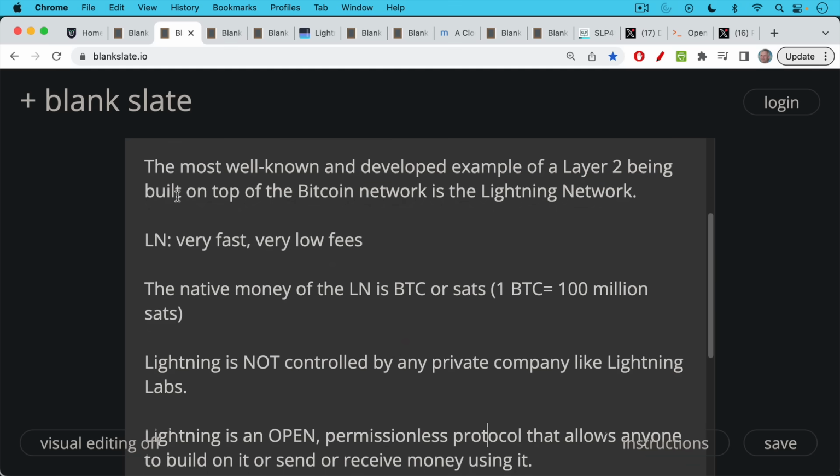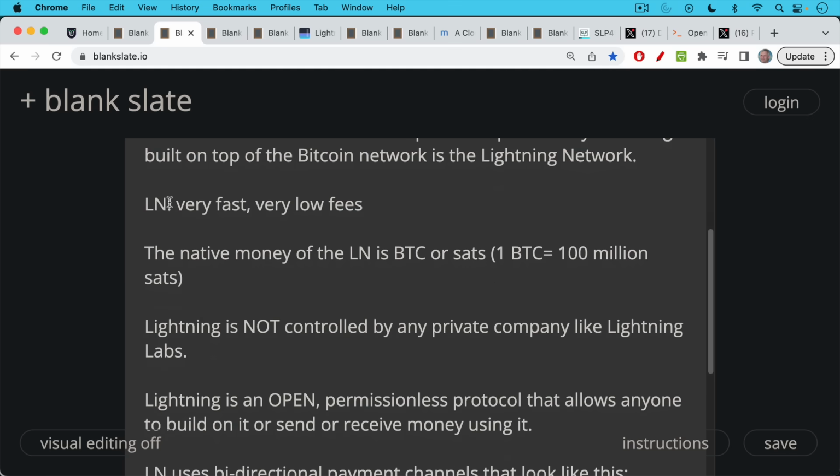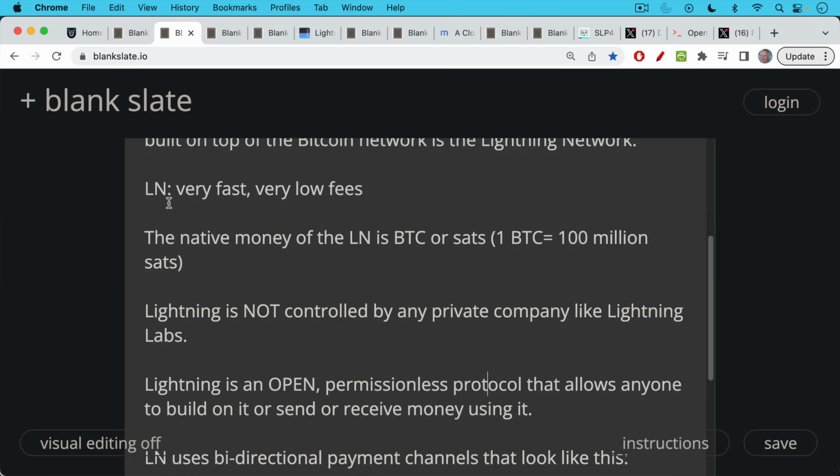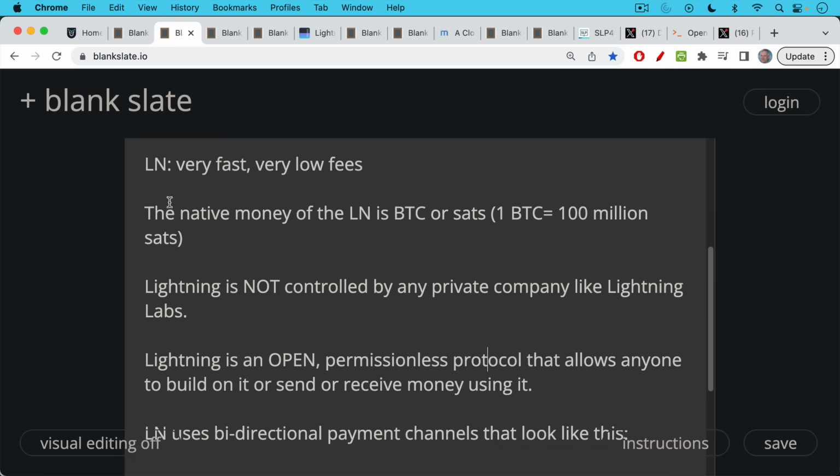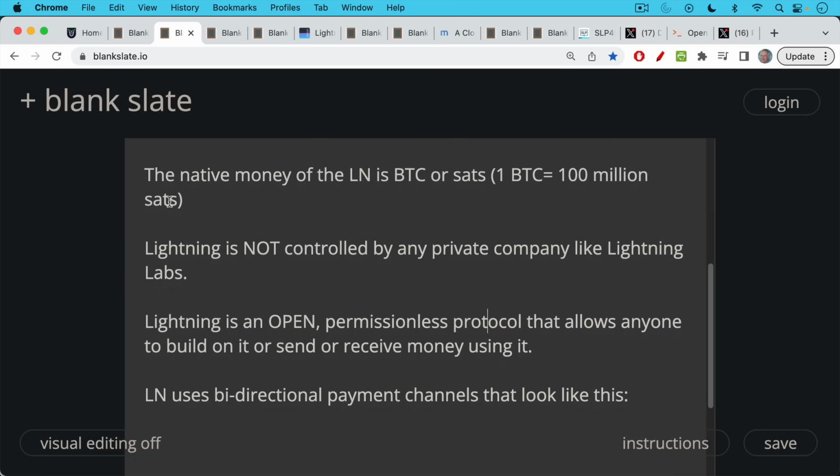The native money of the Lightning Network is also Bitcoin, or Satoshis, when Bitcoin is equal to and can be subdivided into 100 million Satoshis. The Lightning Network is not controlled by any private company like Lightning Labs. In fact, Lightning is an open, permissionless protocol that allows anyone to build on top of it or to send or receive money using it.